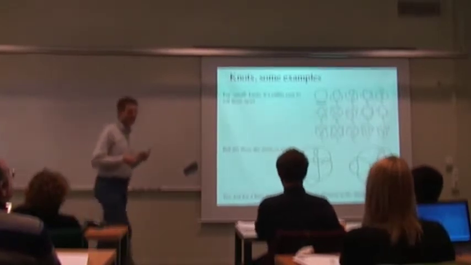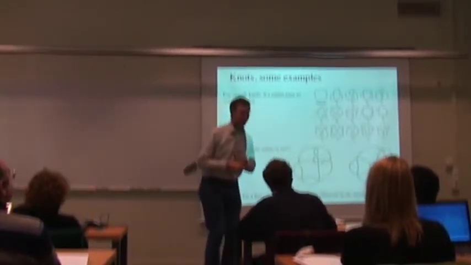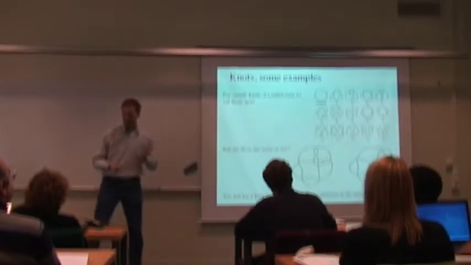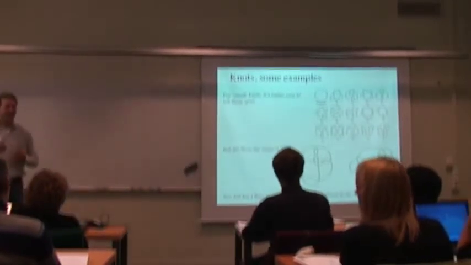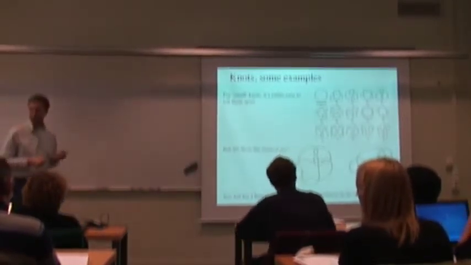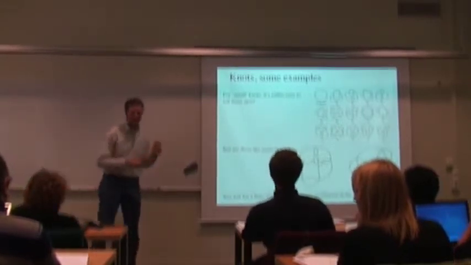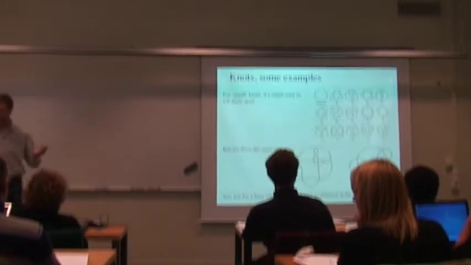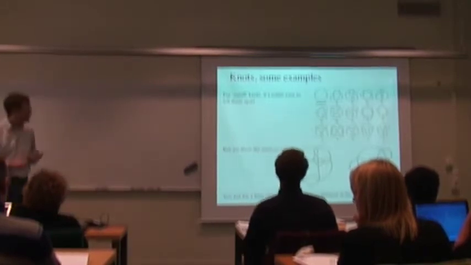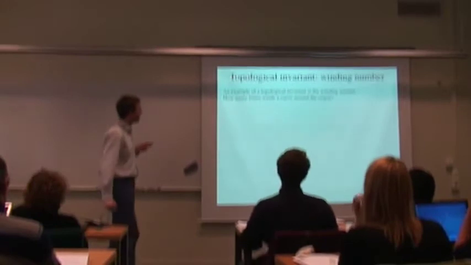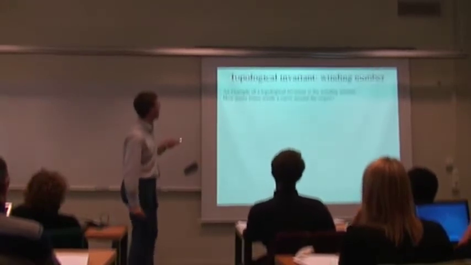So I talked a little bit about something called the topological invariant, and that might have been a bit abstract. So I'm going to give an example, and then I'm going to talk later about physics, and I will tell you that some of these physical properties are related to these topological invariants. One topological invariant is called the winding number.